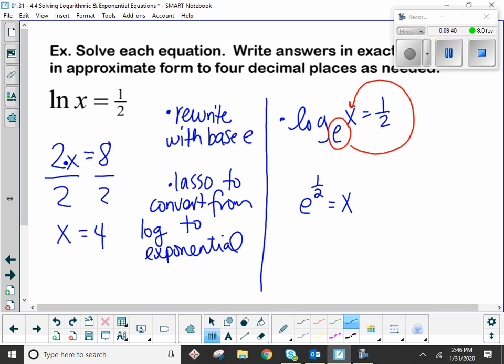See how it's all by itself now? There's no log happening to it. There's nothing else being multiplied or added to it. It's all by itself. I'm done. This is exact form. The directions ask you to also find approximate form. You need a calculator for that. So please go grab yourself a calculator if there's not one already on your desk.